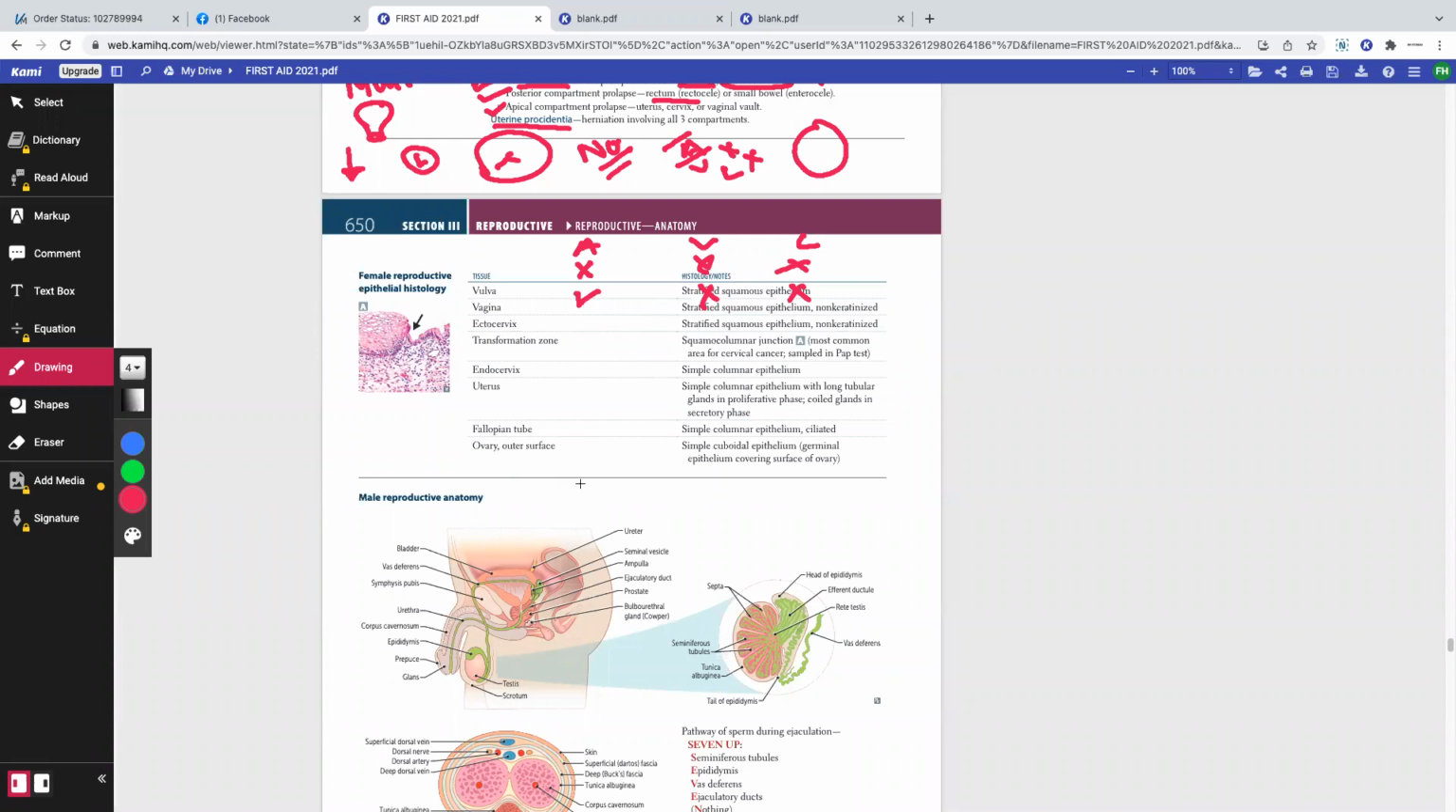So why am I discussing these things? I'm discussing these things because I want to make sure that you guys can properly link one pathology to another pathology. Okay, so that's it.